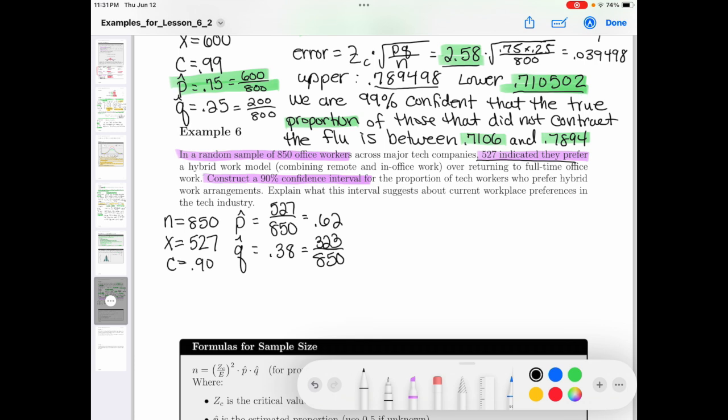Okay, now I want you guys to practice this one on your own. Pause the video, try using GeoGebra and entering your values to see if you can get the correct confidence interval.